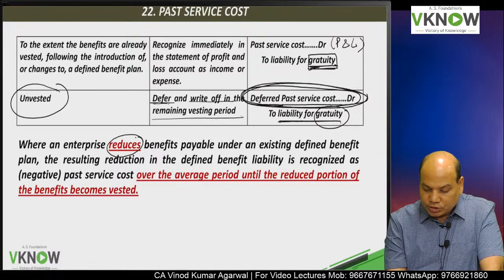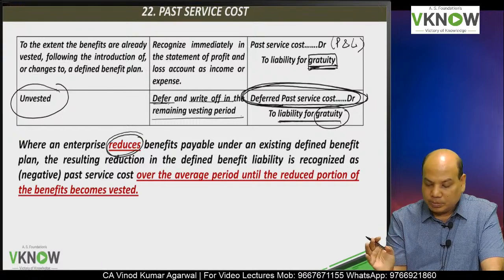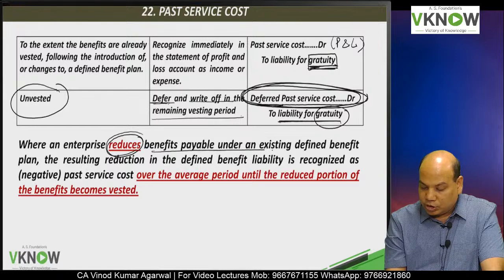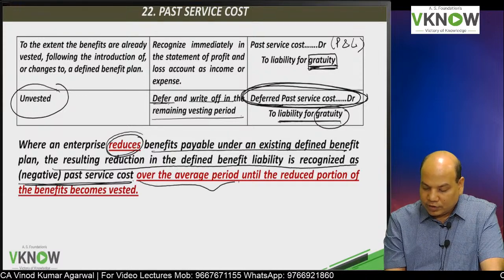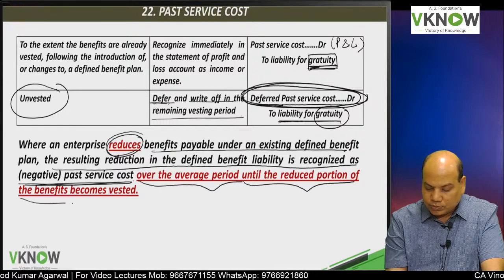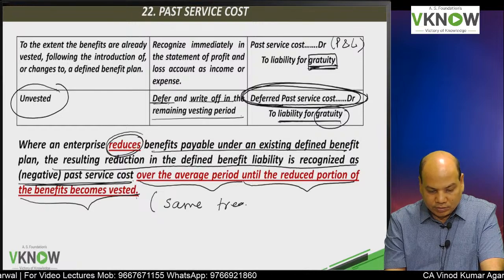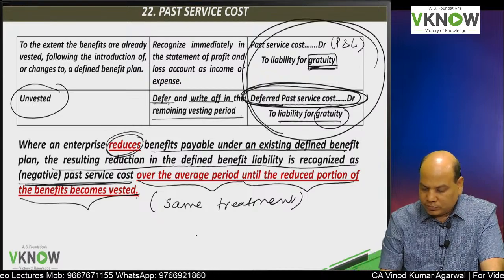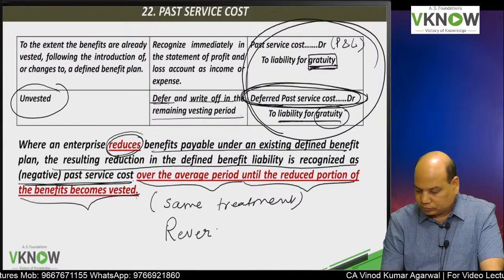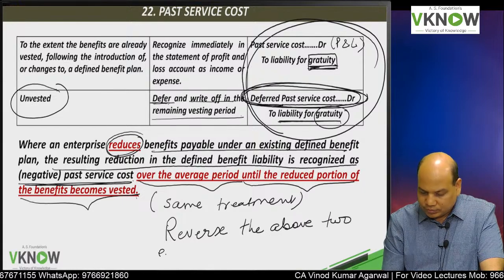Where an enterprise reduces benefit, it is also possible during recession, lockdown, bad business environment, benefits may be reduced. The resulting reduction in the defined benefit liability is recognized as a past service cost over the average period until the reduced portion of the benefits become vested. Same treatment, means reverse the above two entries.